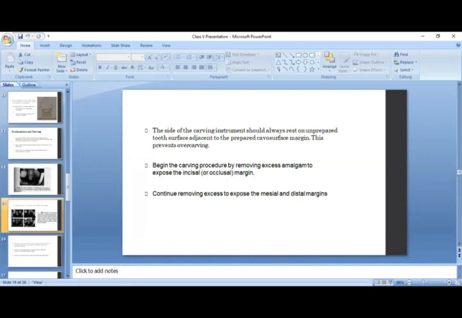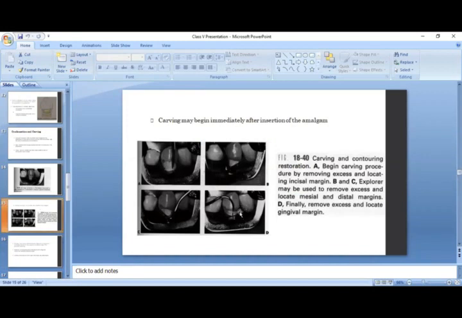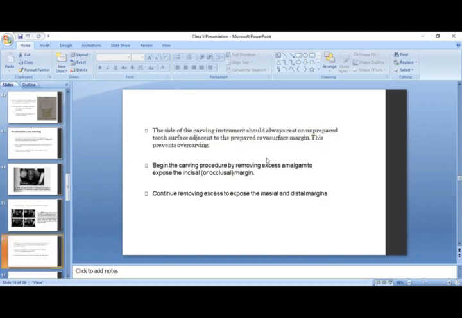Unprepared tooth surface means that this is the unprepared tooth surface, and this is the prepared tooth surface. So we start from unprepared to prepared, in that direction. This prevents the overcarving. What is overcarving?